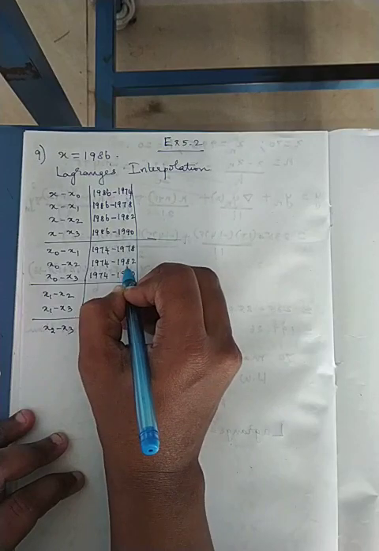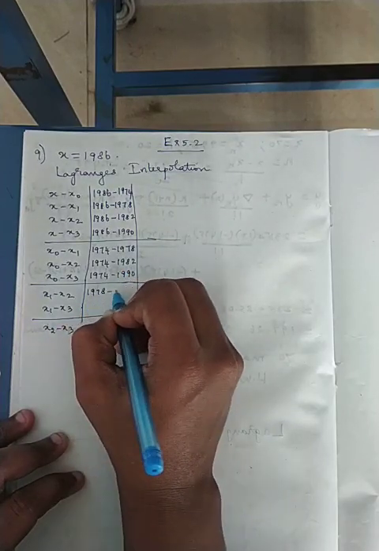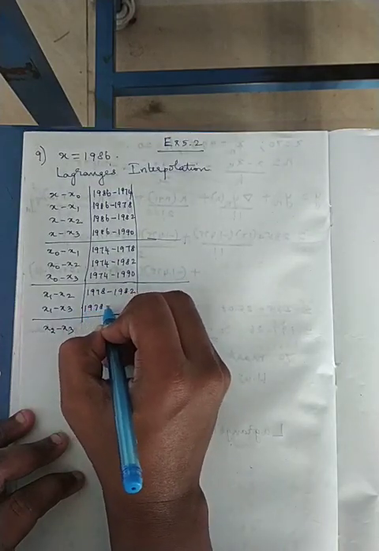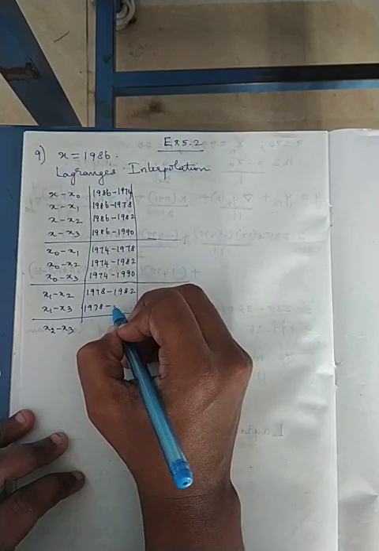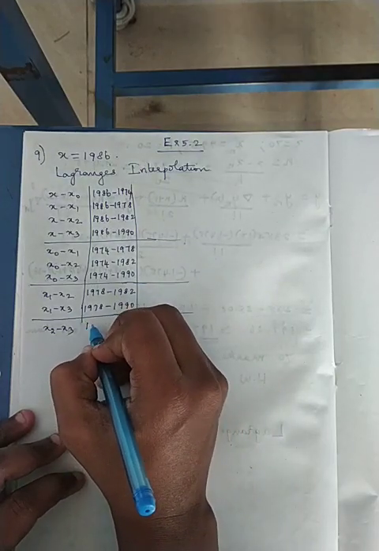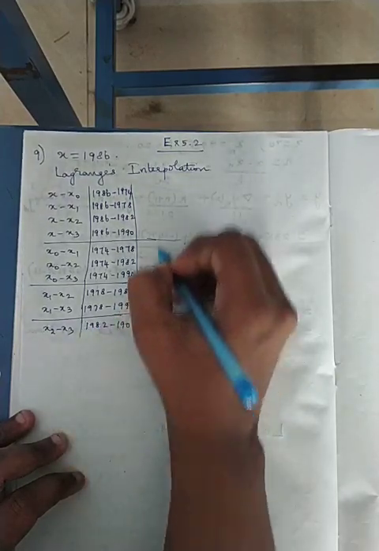Then coming to the x1. What is my x1? It is 1978 minus 1982. Then x1 again 1978 minus what is my x3? It is 1990. Now x2 is 1982 minus 1990. I will start filling the values now.